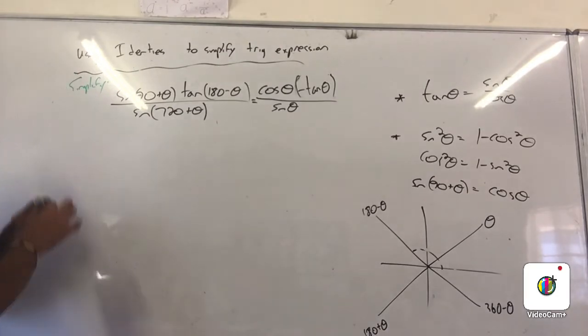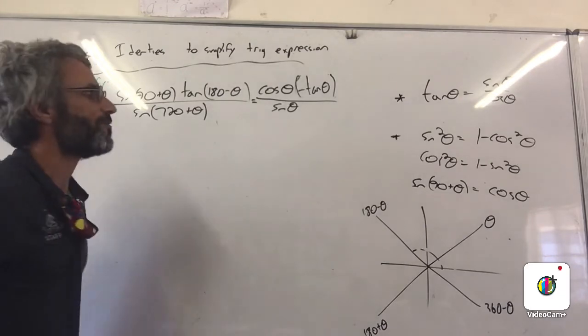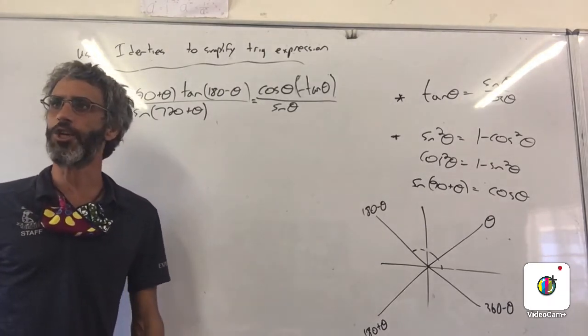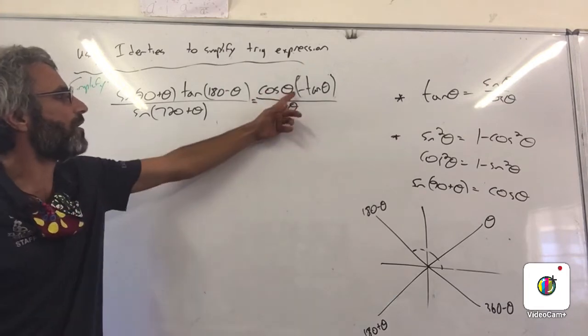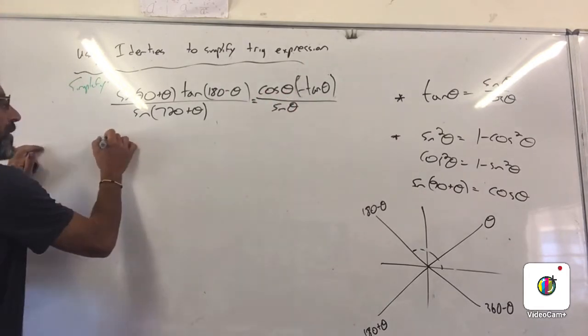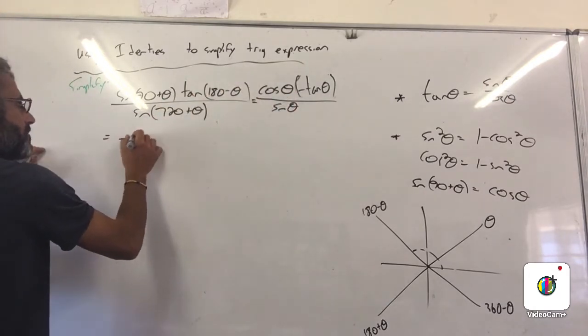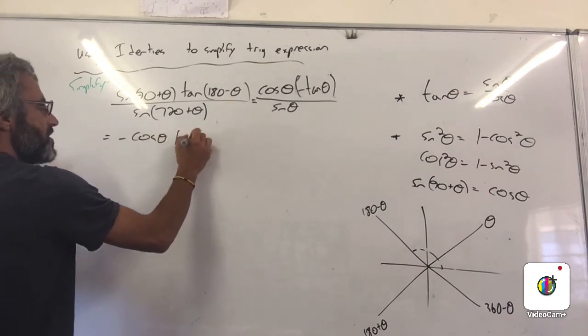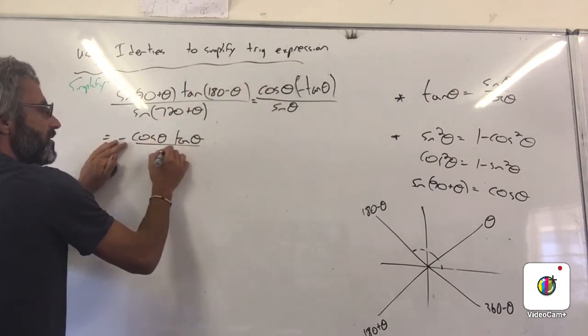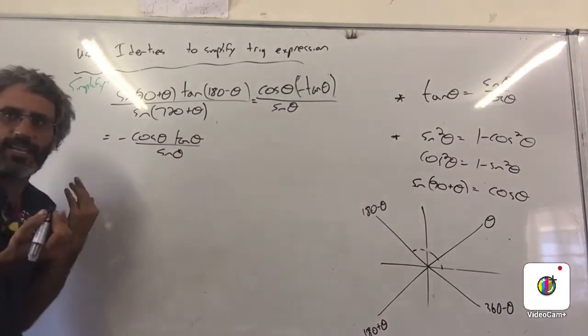Okay, right, now this is where we would have stopped when we learned about reduction, because it's all reduced. I'm going to take the minus out. It's minus cosine theta tan theta, I'm just putting the minus in front, divided by sine theta. There's nothing else I can do.